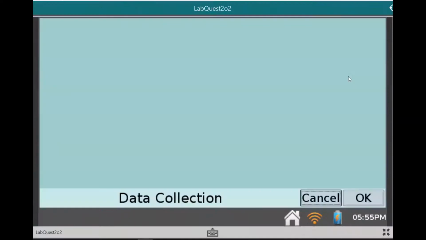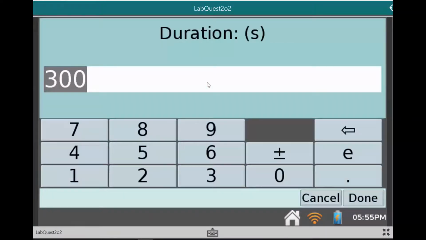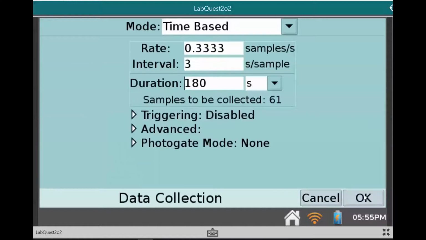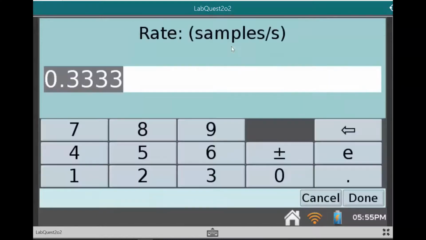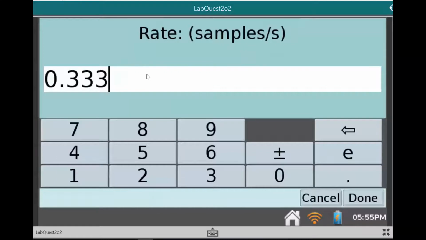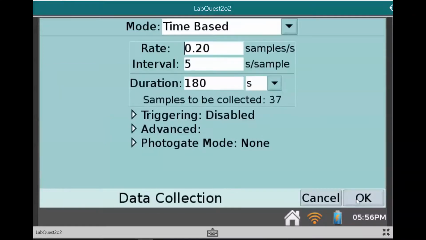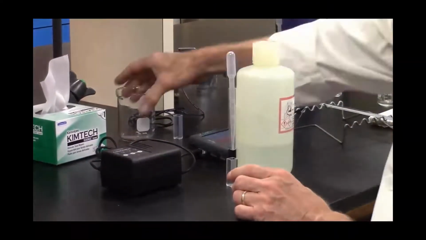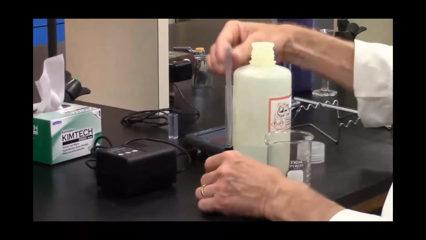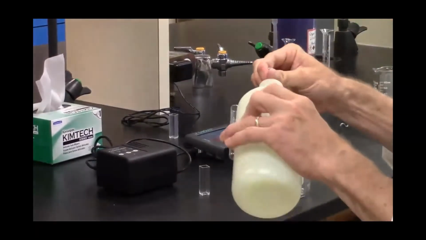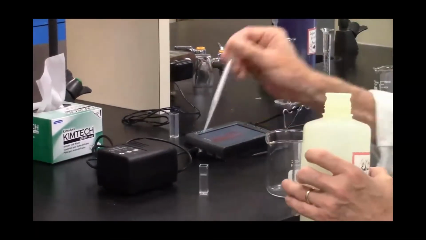The LabQuest is set to collect data for 180 seconds at a rate of 0.2 samples per second. This means one data point is measured every 5 seconds. Scott rinses a cuvette with 0.1 molar sodium hydroxide and then fills the cuvette 3/4 full with this solution.